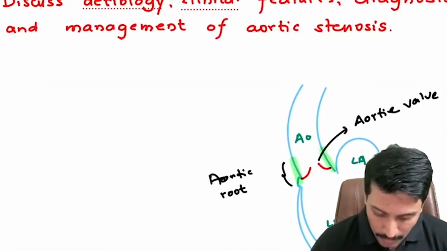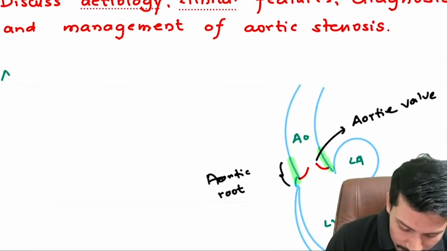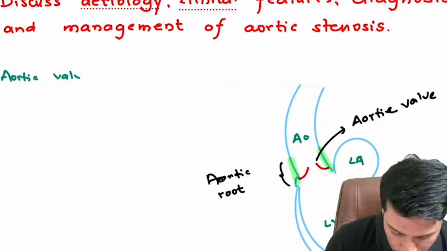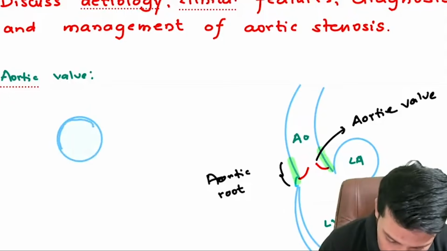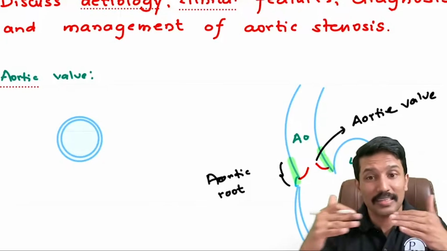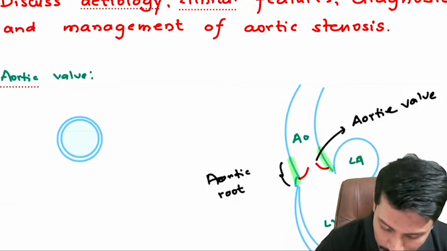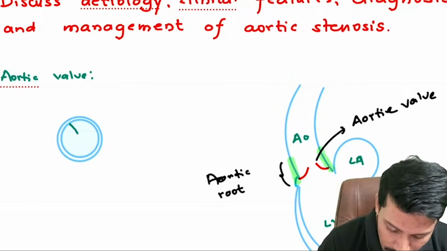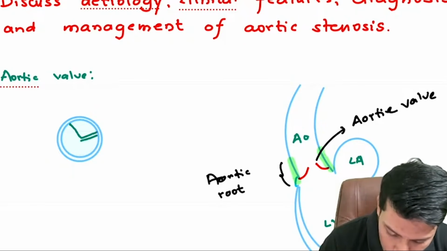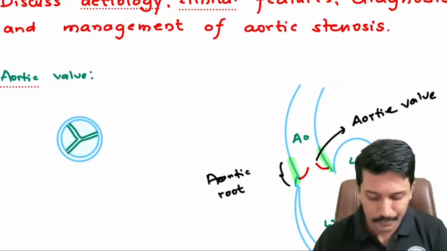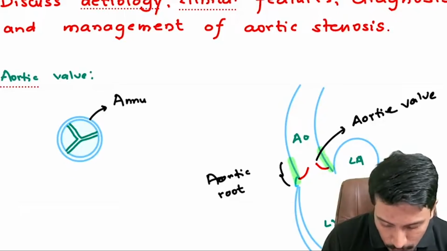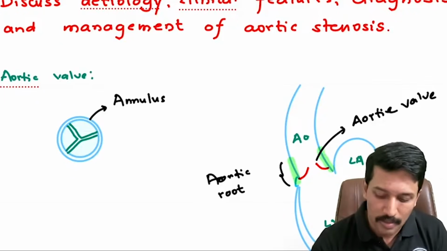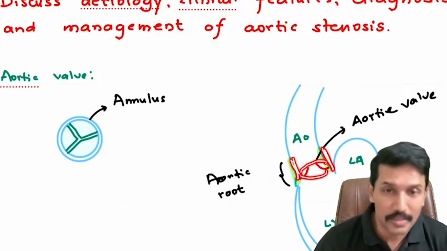Just like any other valve, the aortic valve is made of a connective tissue ring, and that connective tissue ring we call the annulus. To that annulus, the cusps or valve leaflets are attached. Examiners would be interested to know whether you know how many leaflets are present in a valve, so make it a point to write about the number of cusps present. This part of the aortic valve is called the annulus. The annulus is a connective tissue ring which helps the cusps hold on to the wall of the aorta.